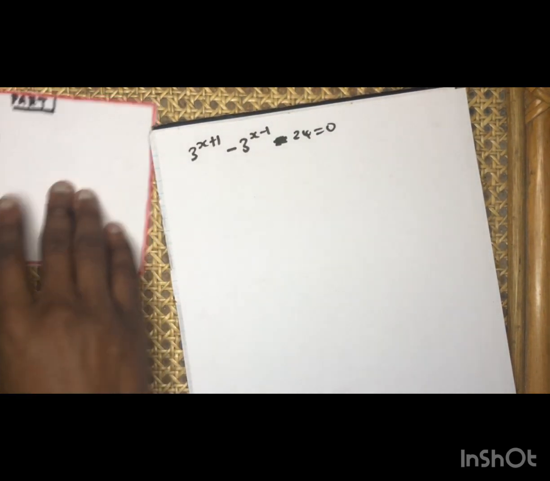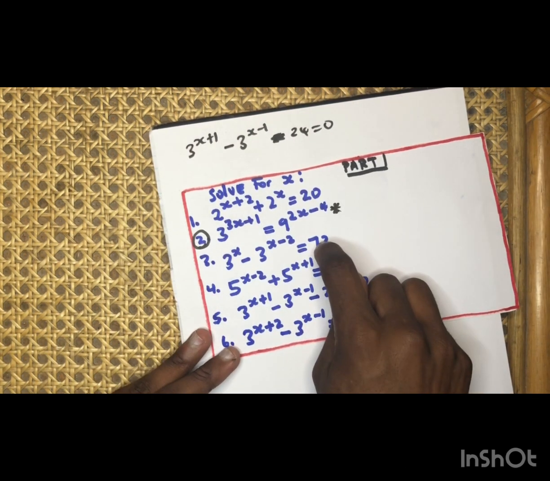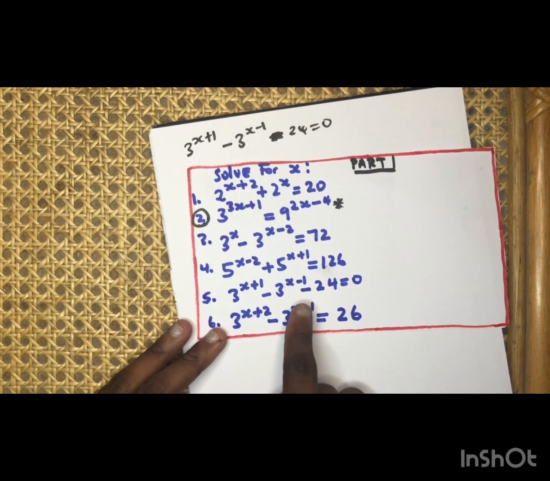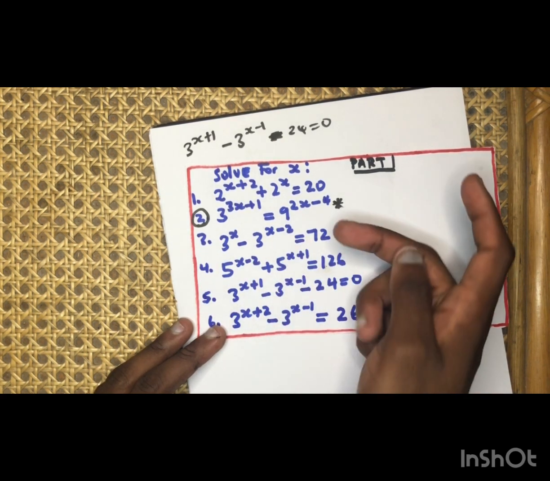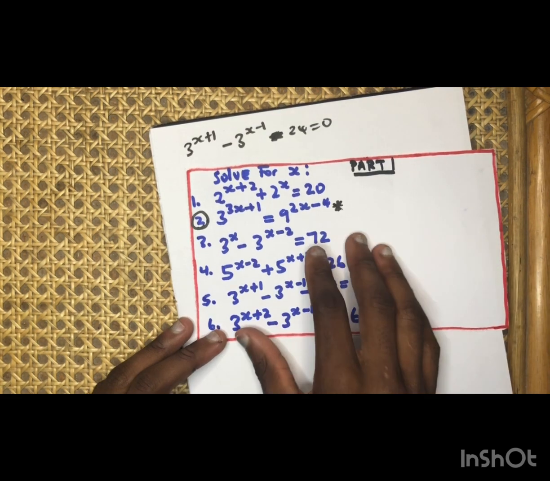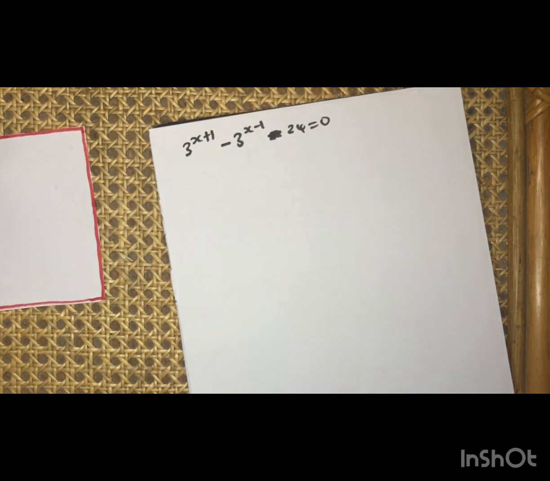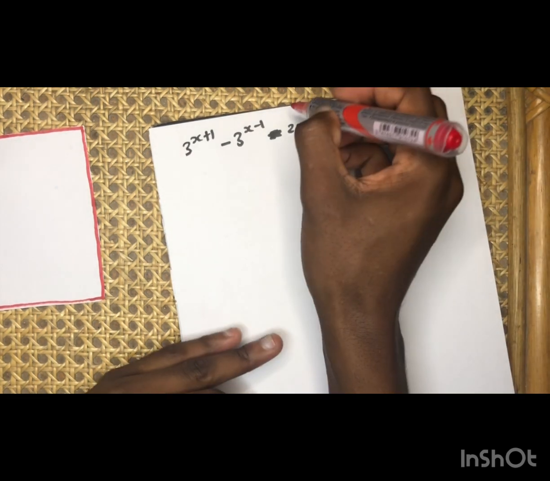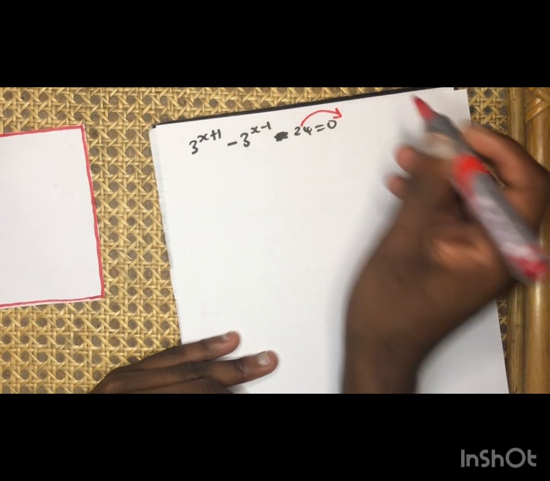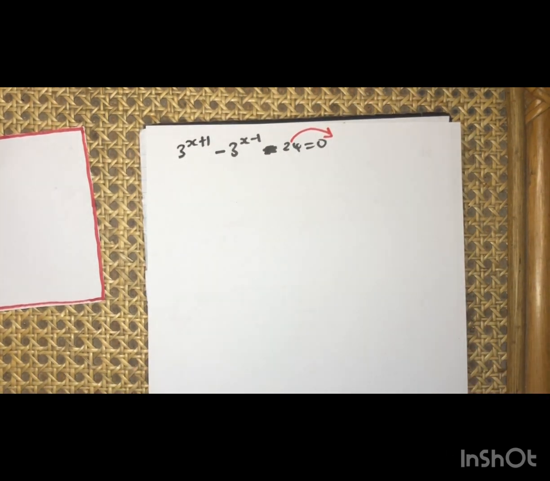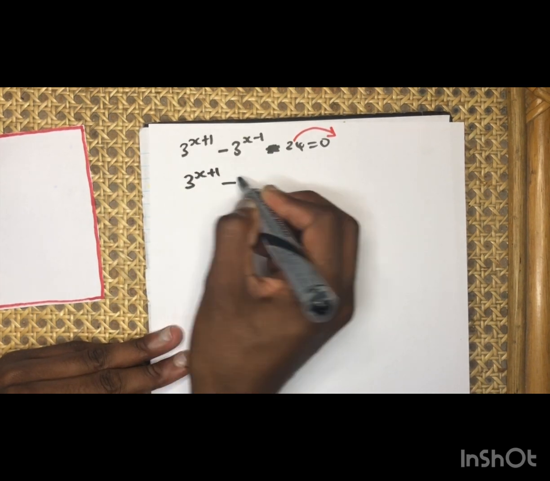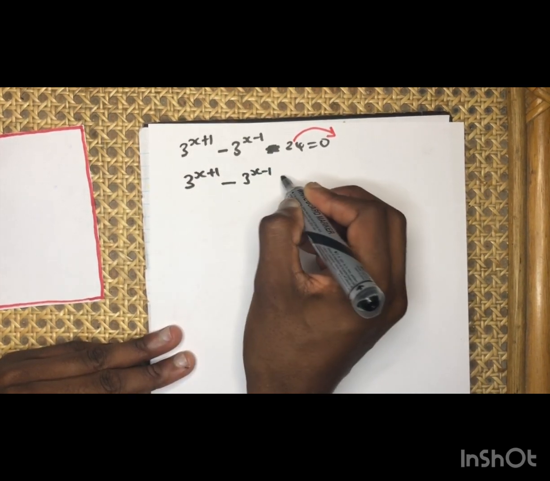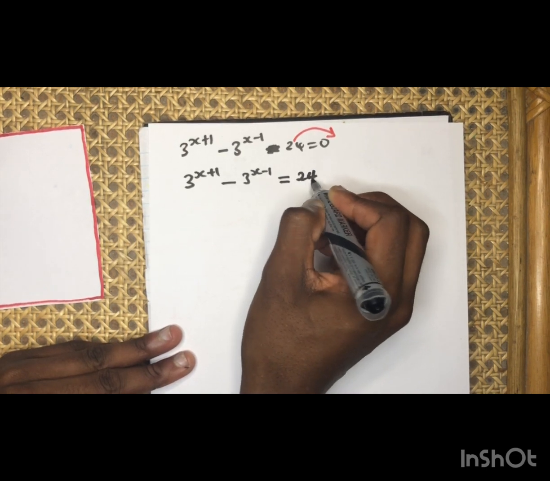So remember, there's a difference between this one and this one. Here we were having only the bases. If I want to take out the common factor here, I must make sure that I transpose the constant to the other side. If I transpose this negative 24 to that side, we know that the sign is going to change. So I'm going to have 3 to the power x plus 1 minus 3 to the power x minus 1 equals 24.